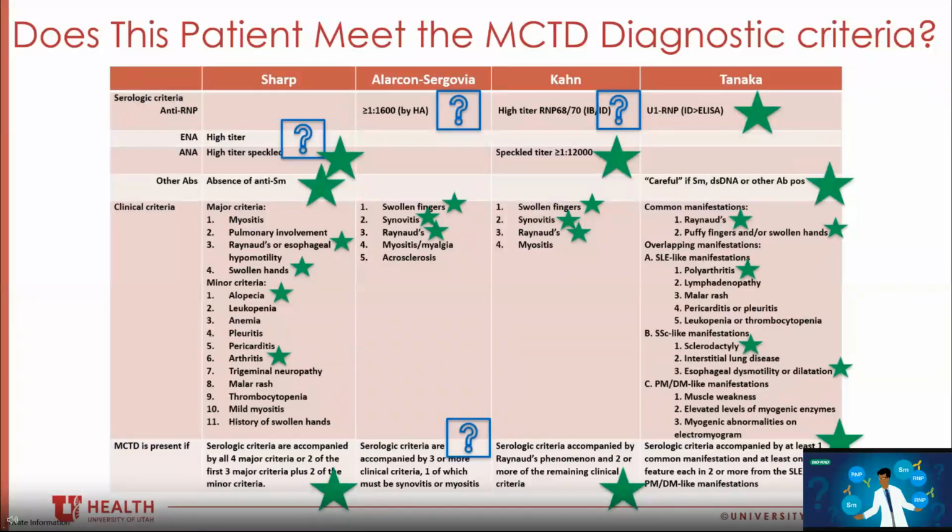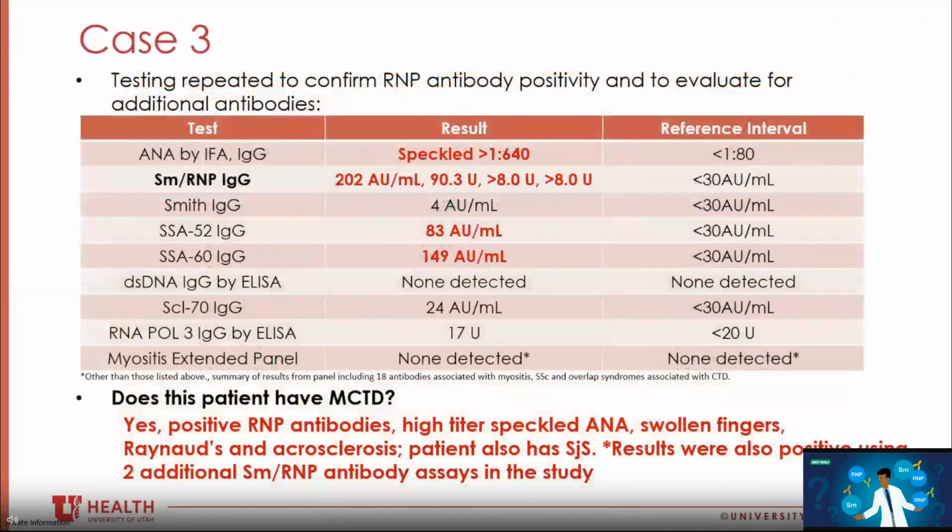With regard to the clinical criteria, although she does not meet the Alarcon-Segovia clinical criteria due to the lack of symptoms of myositis, she meets the other 3 sets of proposed criteria. So does this patient have mixed connective tissue disease? Yes, this patient was diagnosed with mixed connective tissue disease and Sjogren's syndrome. Treatment with high-dose steroids was initiated and her symptoms improved.